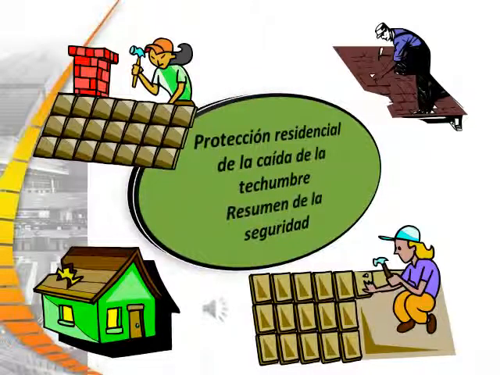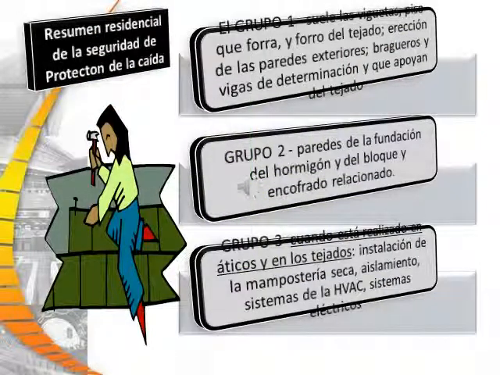Residential roofing fall protection safety summary. Group 1 calls for floor joists, floor sheathing or roof sheathing operations, as well as erecting exterior walls, and setting and bracing roof trusses and rafters. Group 2 covers concrete block, foundation walls, and related roof work. Group 3 calls for when performing work in attics or on roofs, installing drywall, insulation, HVAC systems, and electrical systems.